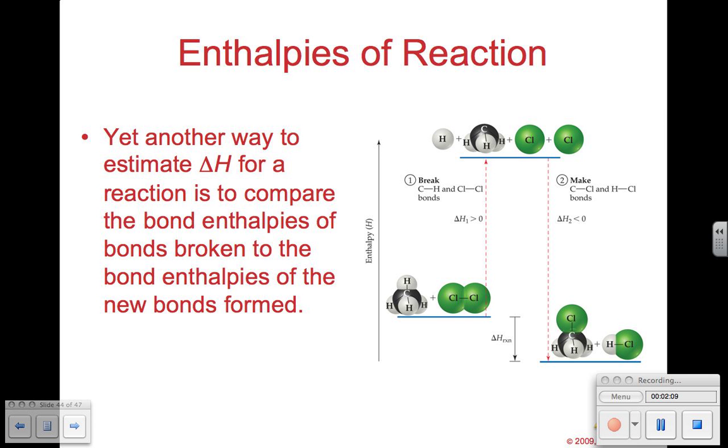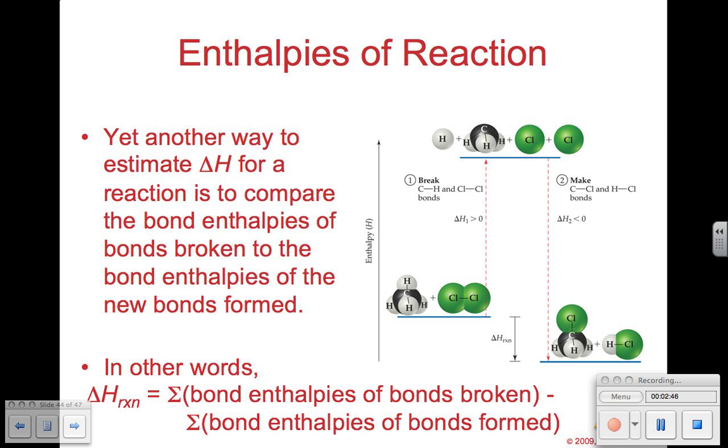So another way to estimate the enthalpy of a reaction is to compare bond enthalpies. Look at what bonds are broken and what new bonds are formed to figure out what the overall enthalpy of reaction is. So in this example, we have methane combining with chlorine gas to produce a chlorine bonded onto a methyl group. So we have to break two sets of bonds. We have to break a carbon-hydrogen bond on the methyl group and break the chlorine-chlorine bond on the chlorine molecule.